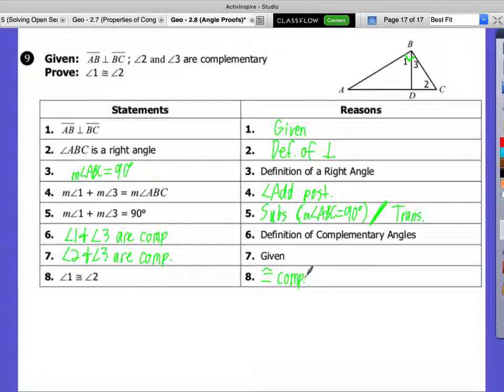Very good. It tells us that if both angle 1 and angle 2 are complementary to the same angle 3, then they're congruent to each other.